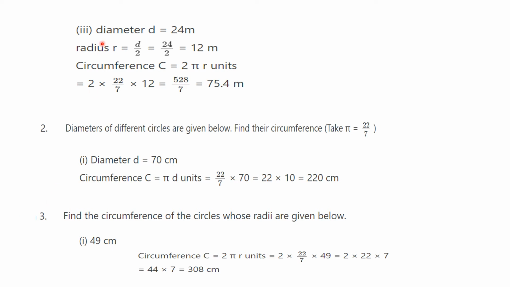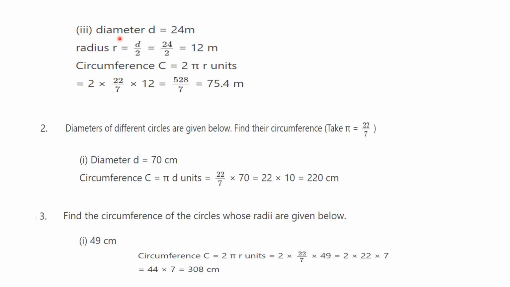Next is some diameter given. So d equal to 24 meter. We have to find out r. So d by 2, 24 by 2 equal to 12 meter. Circumference formula C equal to 2 pi r. Therefore 2 into 22 by 7 into 12. You multiply all the numerator, you get 528 by 7. So divide, you get 75.4 meter.